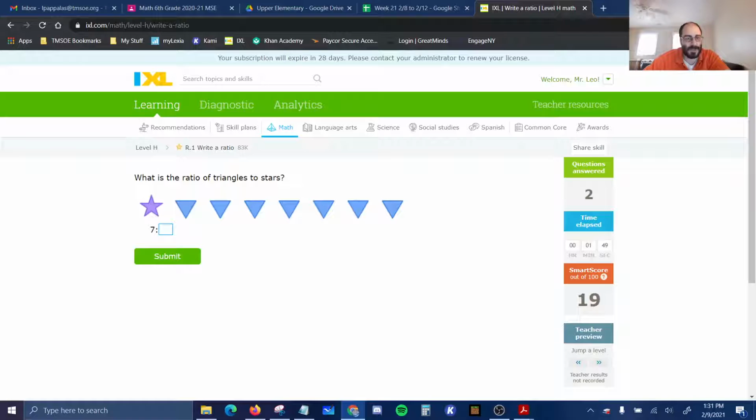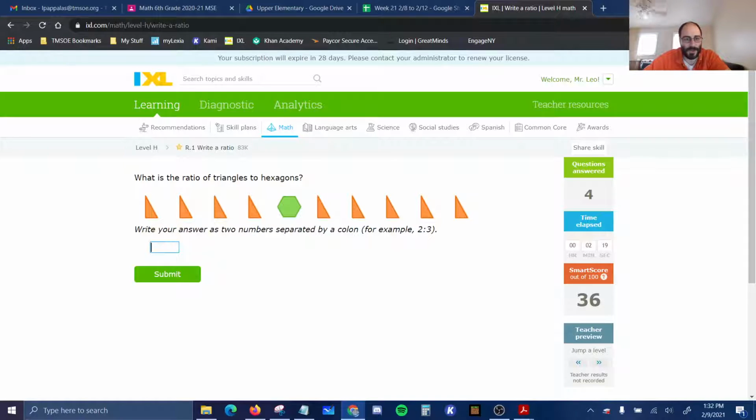This one says, what is the ratio of triangles to stars? Well, I have 1, 2, 3, 4, 5, 6, 7 triangles, which they already give me the 7, and there's 1 star. So the order matters. Triangles is the first thing they said. That's why triangles is on the left side, and stars is the second thing they say, and stars go on the right side. Okay, same thing, ratio of squares to circles. I see 1 square, so that comes first. 1 circle, they already gave you that 1.